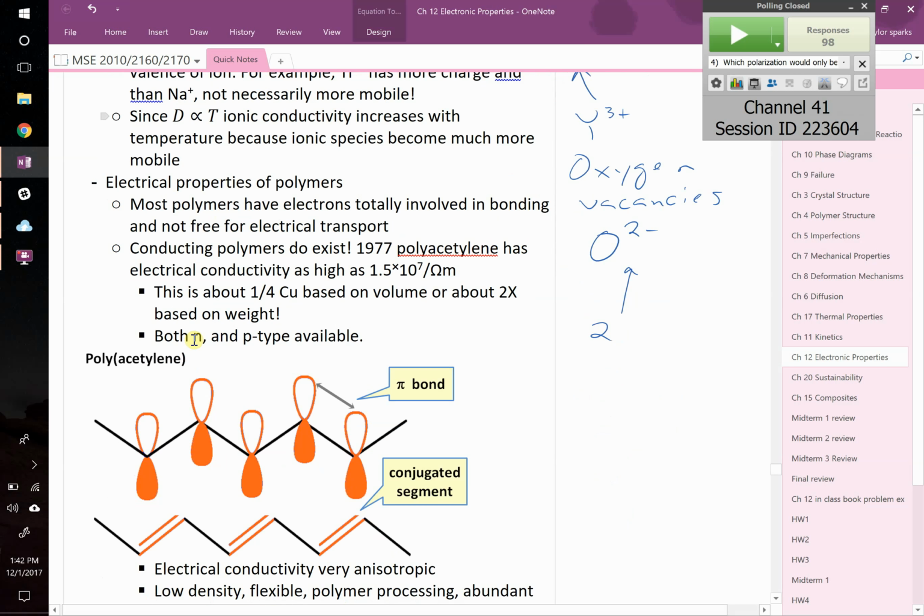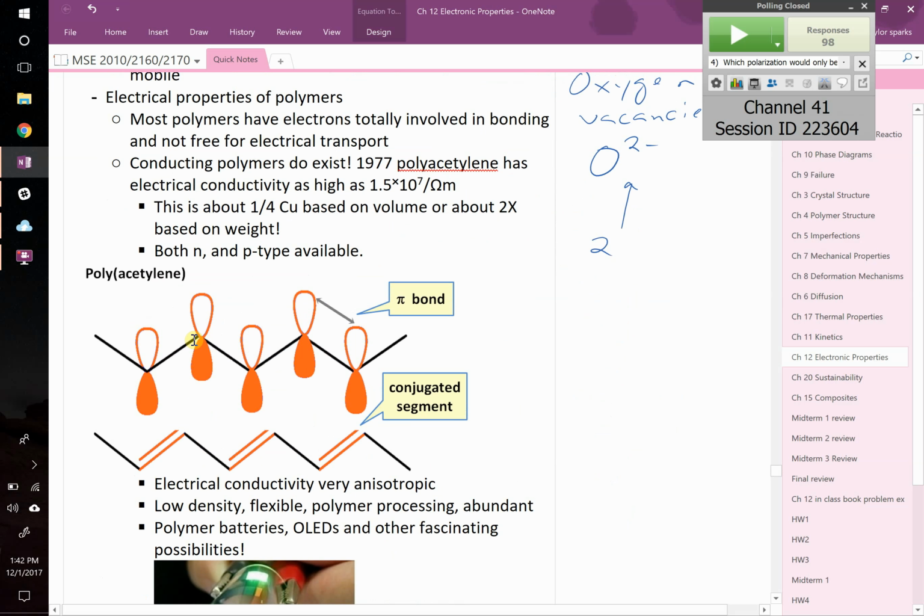Okay, let's talk about polymers. This didn't exist until 1977. All these things are seriously not that long ago. We didn't have a polymer that would conduct electricity. In fact, we use polymers usually because they don't conduct electricity. This wire has polymer around it because we don't want to shock ourselves or short this thing out. This thing insulates, it doesn't conduct electricity.